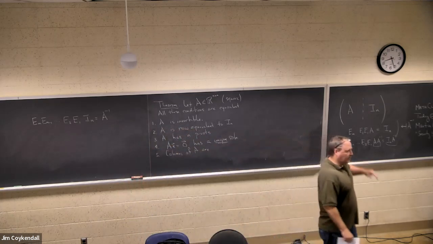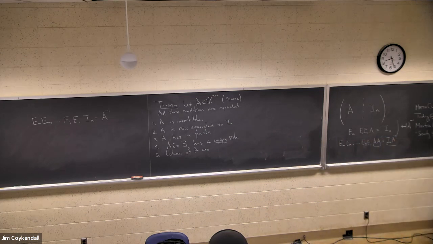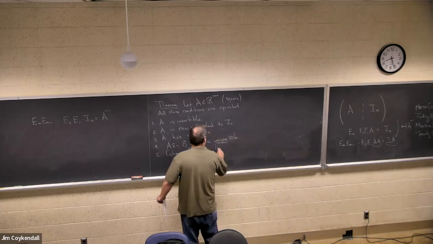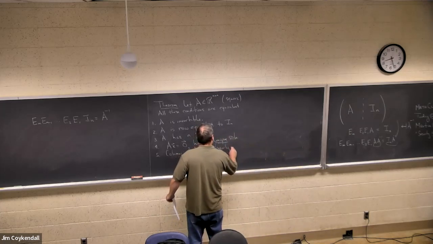Anybody remember what's equivalent to AX equals 0 having only the trivial solution? What can you say about the columns of A? Yes, they're all linearly independent. Very good. Columns of A are linearly independent.